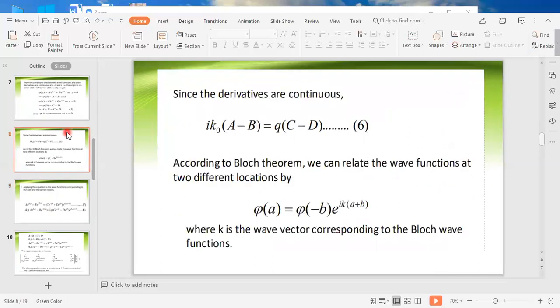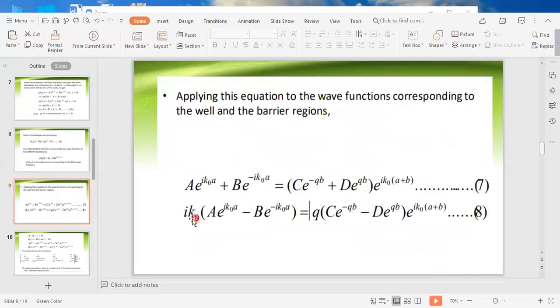Similarly, from equation number 6, when we apply the Bloch wave function into equation number 6, what we get is this equation number 8. i k naught (a e raised to i k naught a minus b e raised to minus i k naught a) is equal to q into (c e raised to minus q b minus d into e raised to q b) into e raised to i k (a plus b).